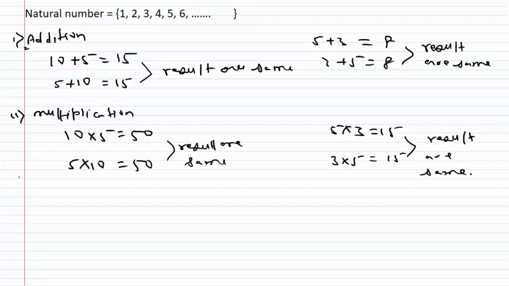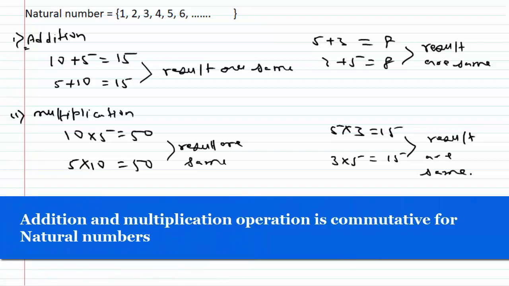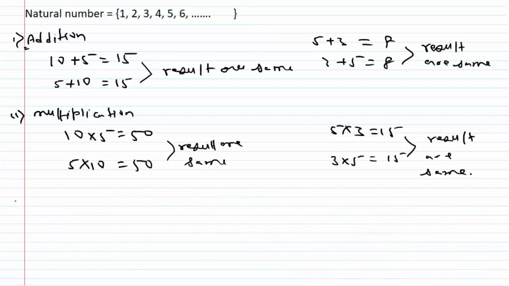So we found that all the elements of the natural number set follow the commutative property under the addition and multiplication operations. So we will say that addition and multiplication operations are commutative for natural numbers. Let's check another operation, that is subtraction.